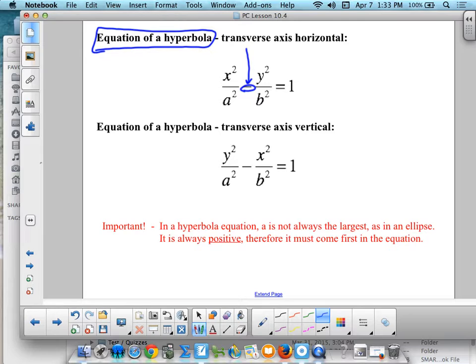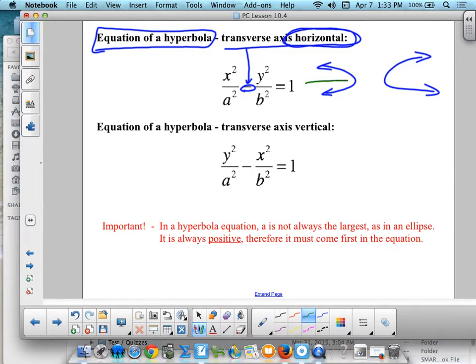Okay? Now, your equation will have x squared first when the transverse axis is what? Horizontal. If you have a horizontal transverse axis, you will start with x squared. If I were you, I'd do this. I would just draw a picture. And tell yourself, when you have a horizontal transverse axis, you will have this look: center, vertex, foci.